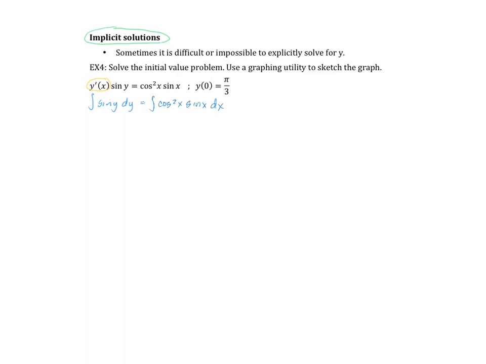Now on the left-hand side, this is just going to be negative cosine of y equal to, for the right-hand side, I'm going to let u equal cosine of x. So the derivative is going to be negative sine of x. And this becomes negative integral of u squared du.